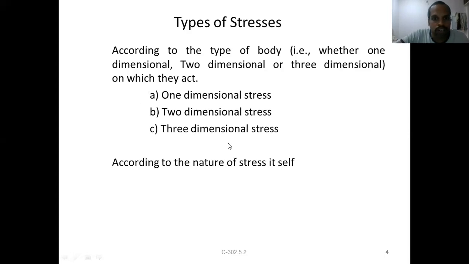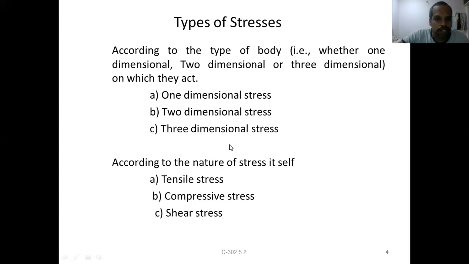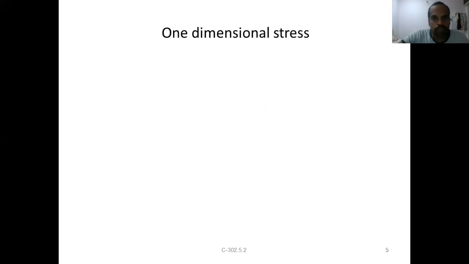According to the nature of stress itself, there are tensile stress, compressive stress, shear stress, and also bending stress.